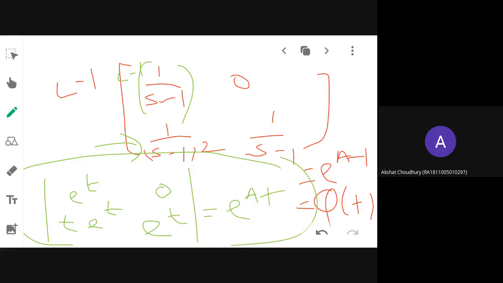You have found out the state transition matrix, but in the problem they have not asked you to find the state transition matrix. They have asked you to find the solution of the state equation. So what is the solution of the state equation? Solution of the state equation is given by what formula?